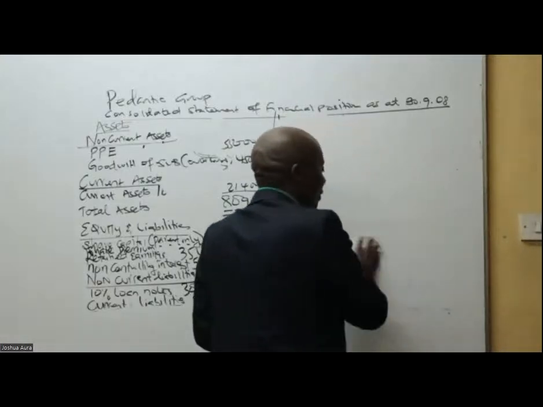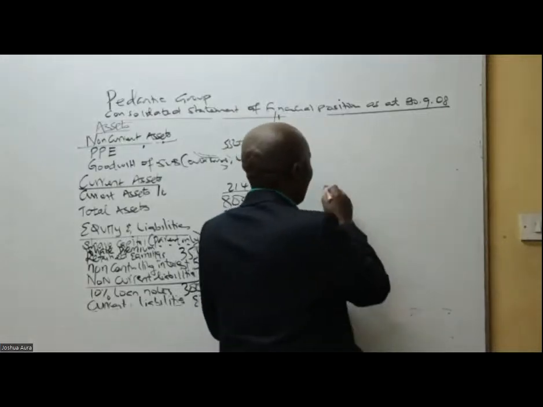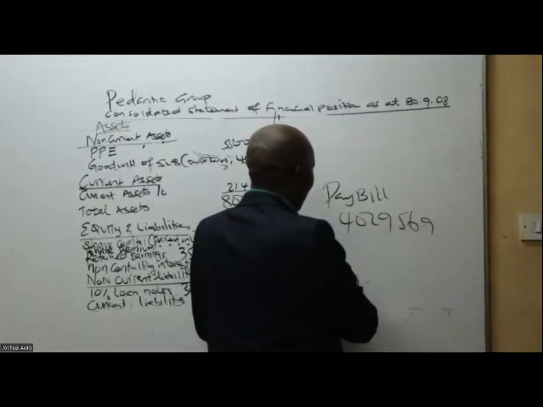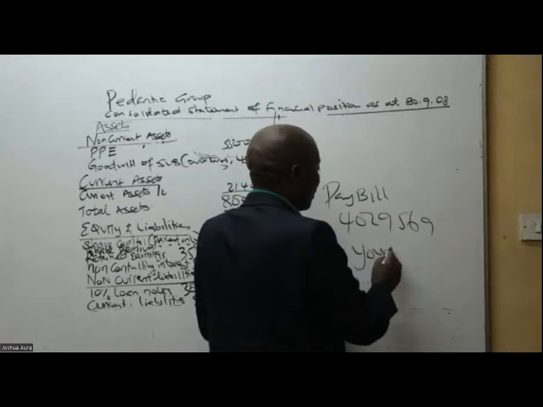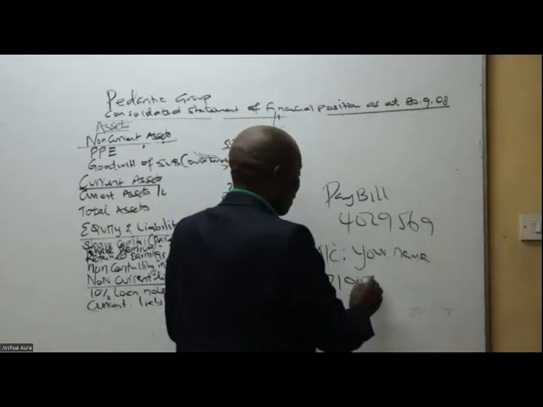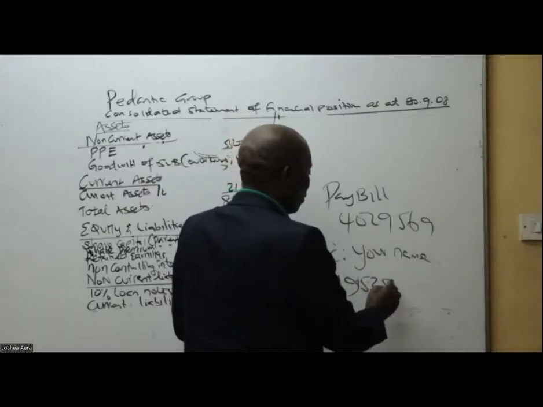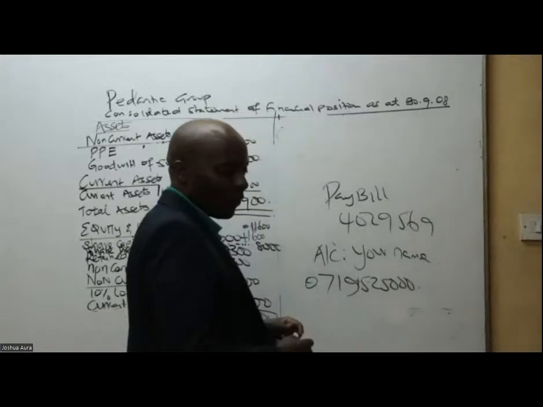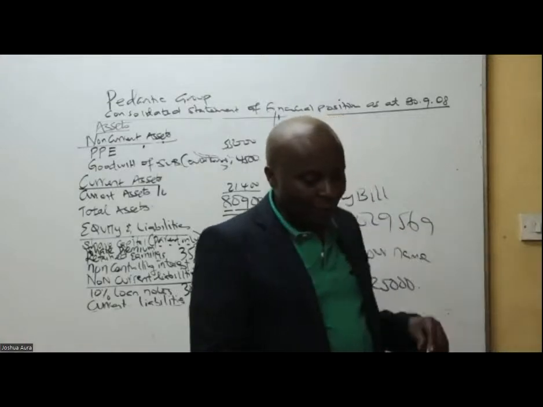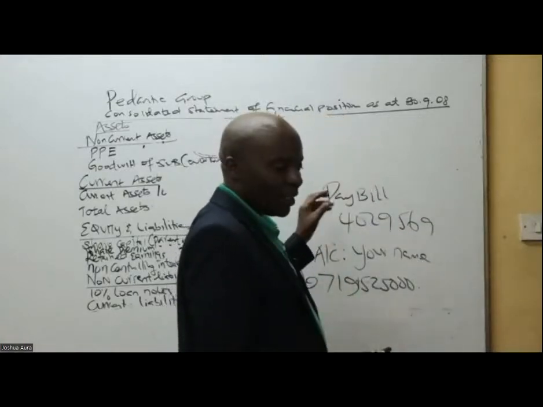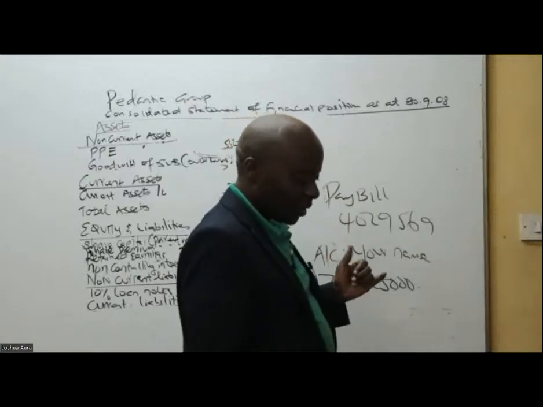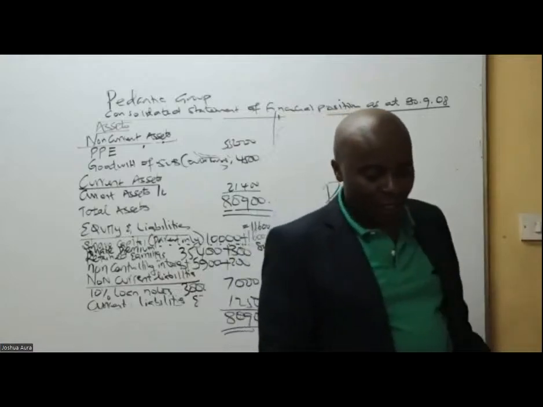So the one who wants to pay immediately, this is our pay bill number, very easy: 4029569. And then the account is your name. Once you pay, you send the payment message to 0719 525,000. The 1,500, Lucy, is the book. We have the book and the revision kit. The revision kit is 1,000.